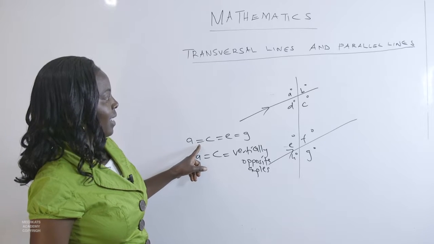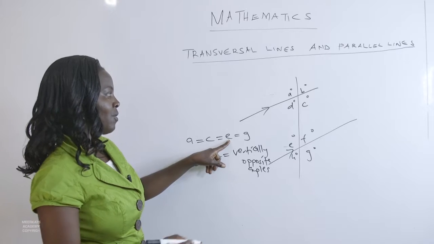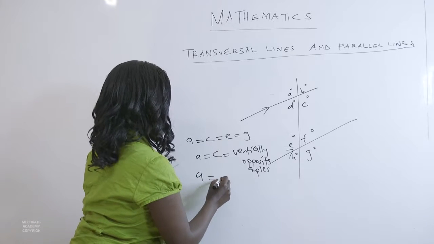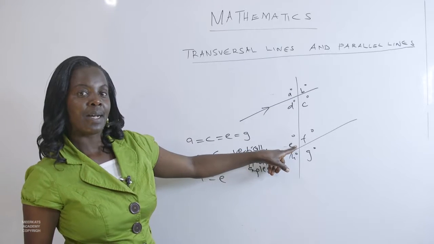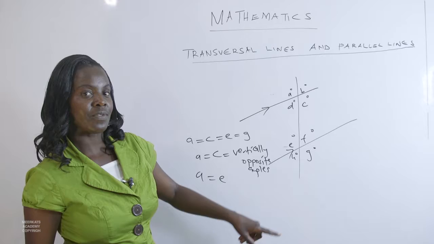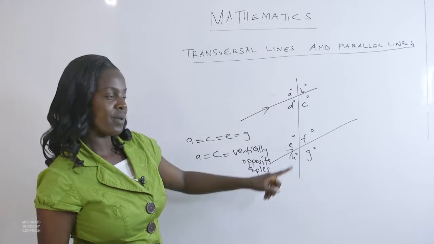Angle A and angle E are equal because you realize that they are corresponding angles.